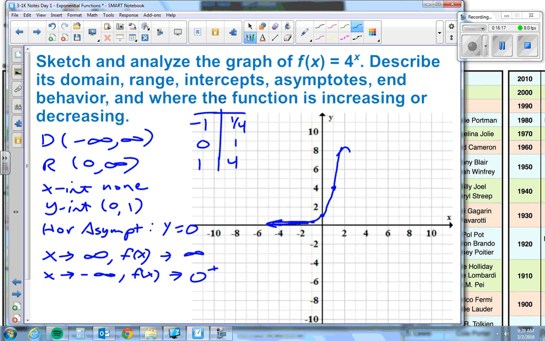And once again, we use this notation. You write it as an exponent, but you just put a little plus sign there, indicating it's approaching from above. Okay? And then increasing, decreasing part, it's always increasing. As x increases, the y values increase always. So there you go. Questions?